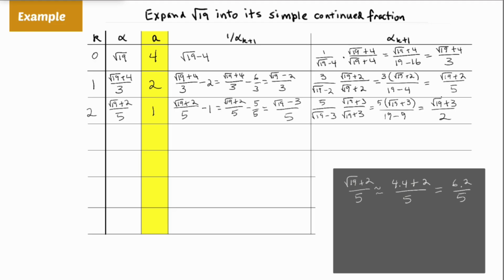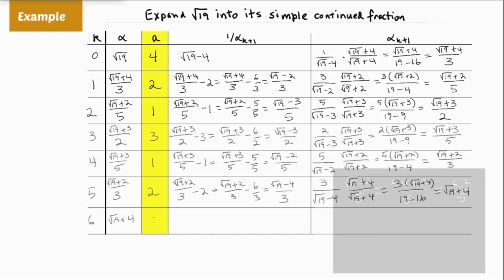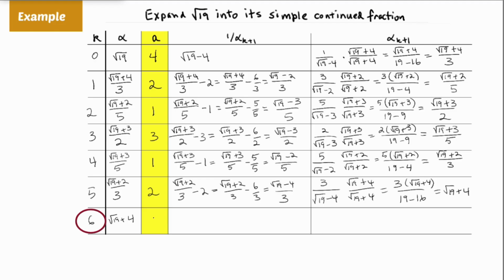The process stays the same, so at this point I'm going to jump ahead to the last row in the table. I encourage you to try to work these rows out yourself. The results are shown, so you can check how you're doing. When we get to k equals 6, alpha equals the square root of 19 plus 4. This is equal to about 4.4 plus 4, which equals 8.4, so a equals 8. We can actually stop working right now.